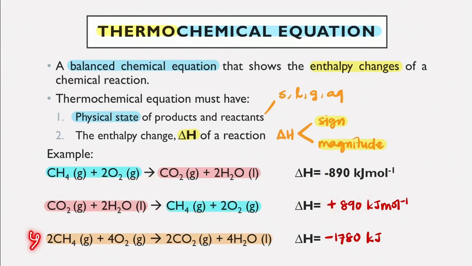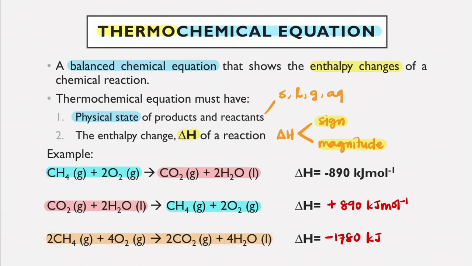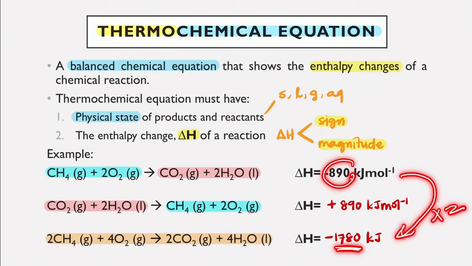But for this one, it comes from the first thermochemical equation. But if you notice, the whole equation has been multiplied by 2. The stoichiometric coefficient is times 2. So here you have 1 mole, this is 2 moles, 2, 4, 1, 2, 2, 4. So your enthalpy change will not have a change in sign, but the magnitude will be multiplied by 2 as well. So that's how you get 1780 kilojoule.